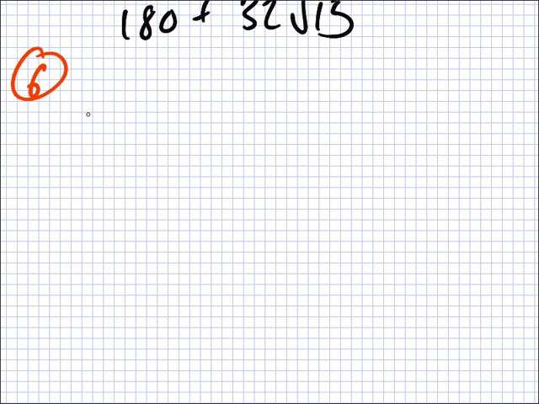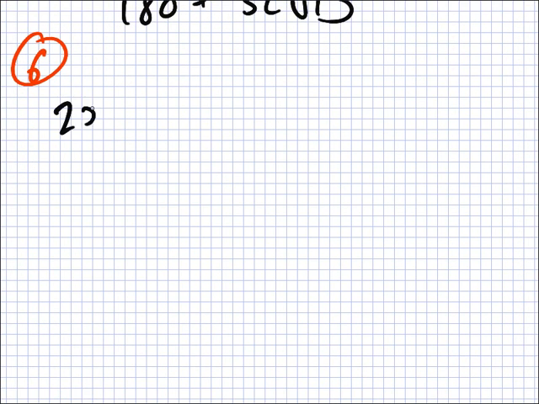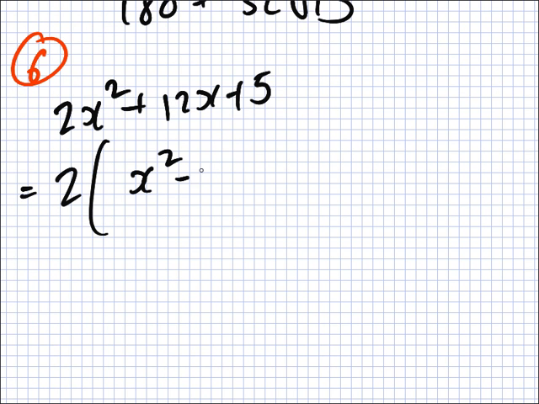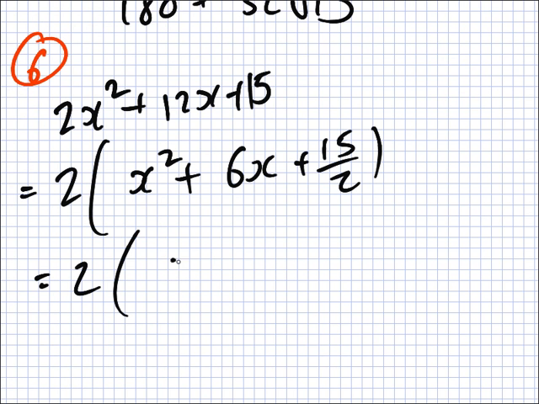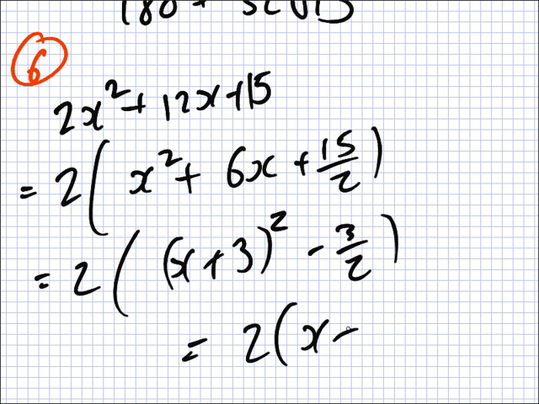6. 2x squared plus 12x plus 15. Complete the square. That's 2 times x squared plus 6x plus 15 over 2. That's 2 times x plus 3 squared, isn't it? And then it's 15 over 2 minus 9, which is minus 3 over 2. So the answer is 2 times x plus 3 squared minus 3. Again, if you think you got that right, give yourself a mark.